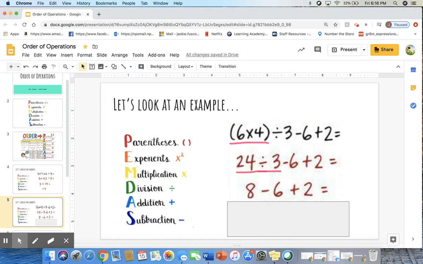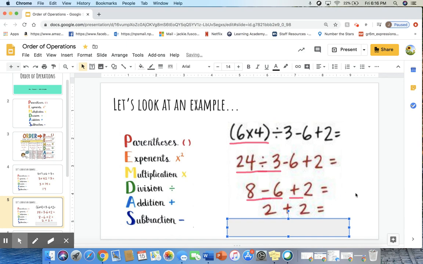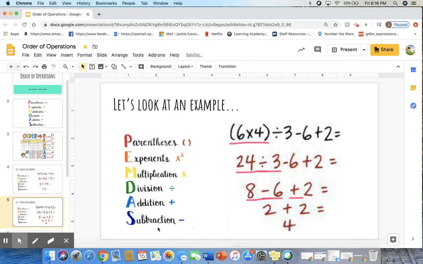Now addition and subtraction happen at the same time, right? So I have subtraction and addition. So I'm going to work from left to right. So I need to do 8 minus 6 first. 8 minus 6 is 2. And then I bring down the plus 2. And I can finally solve 2 plus 2, which is going to give me my answer of 4. Let's get the screen erased, and we'll look at another problem.